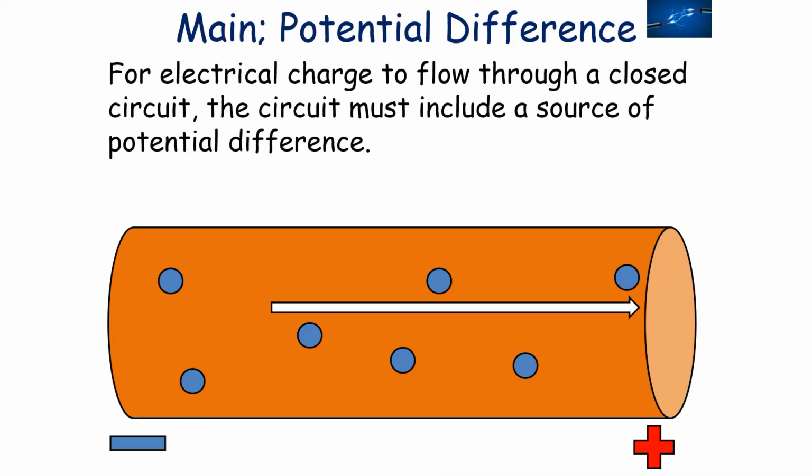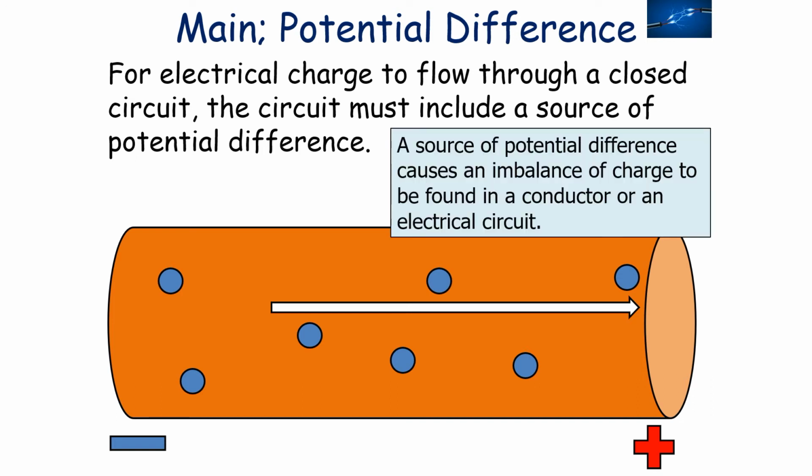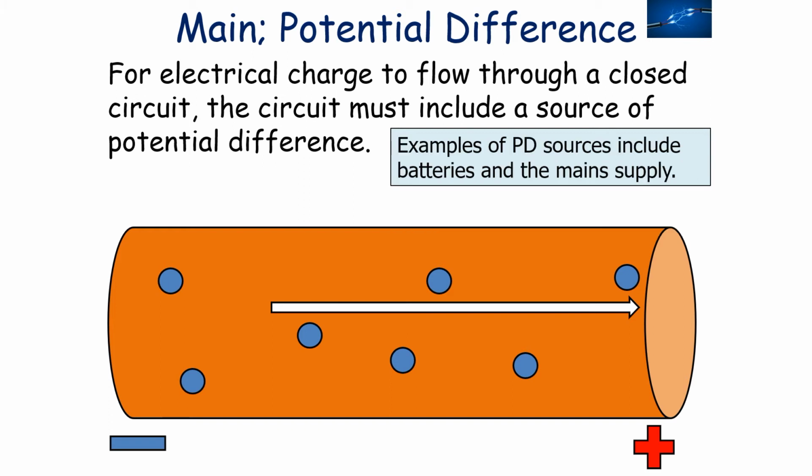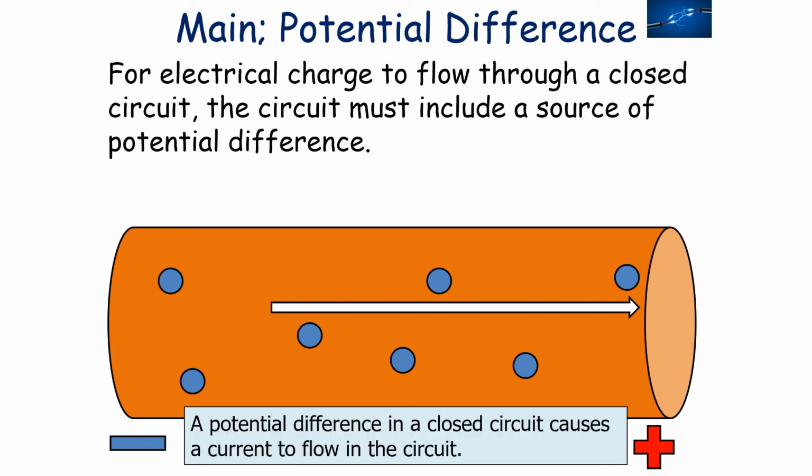For electrical charge to flow through a closed circuit, the circuit must include a source of potential difference. A source of potential difference causes an imbalance of charge to be found in a conductor or an electrical circuit. Examples of potential difference sources include batteries and the main supply. Another name for potential difference is voltage. A potential difference in a closed circuit causes a current to flow in the circuit.